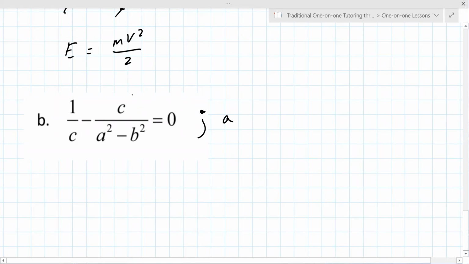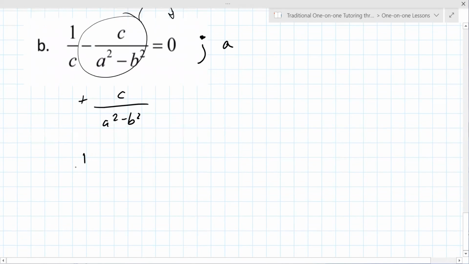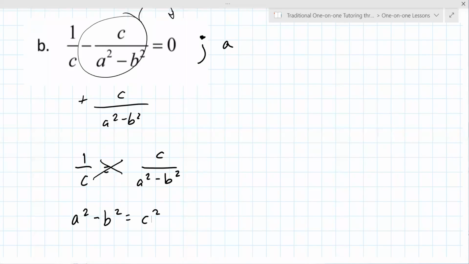I would get this term on the right-hand side. So we're going to add C over A squared minus B squared to both sides. And that'll give you 1 over C equals C over A squared minus B squared. And you can cross multiply here. I'm sure you've seen that. So you get A squared minus B squared equals C squared. And in truth, you could probably solve for any variable, but I just chose A as an example here.